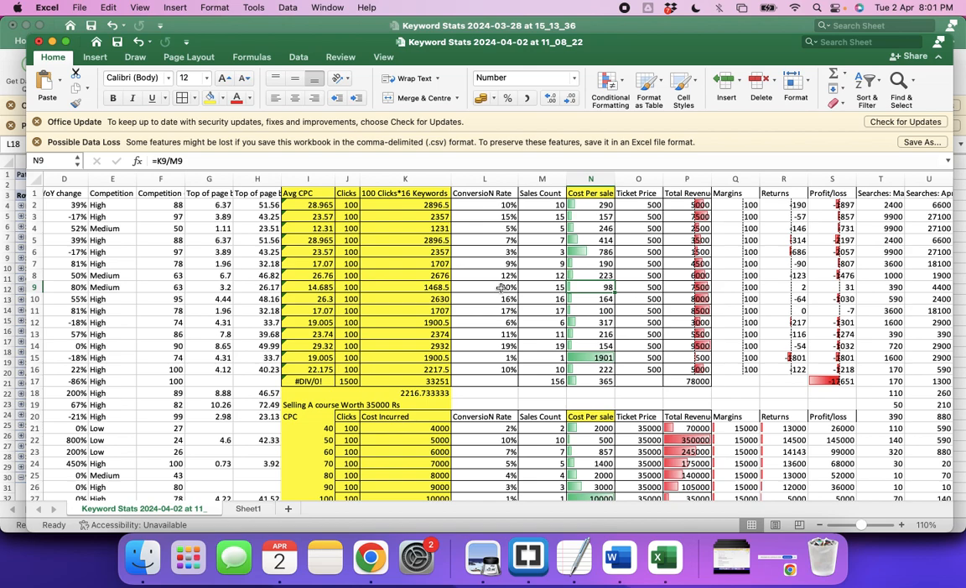19 rupees. Cost per sale is 98. Where is K? K. Yes.